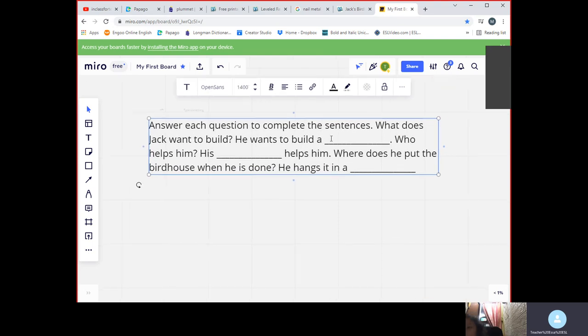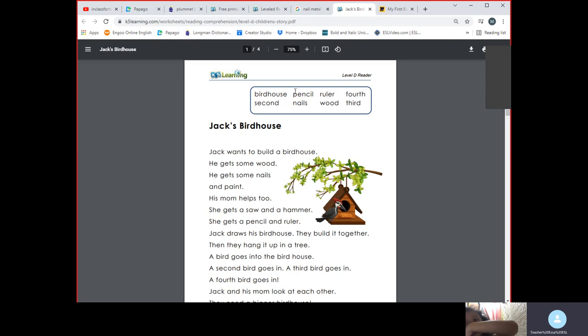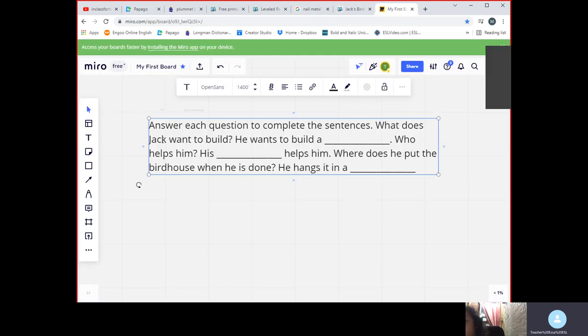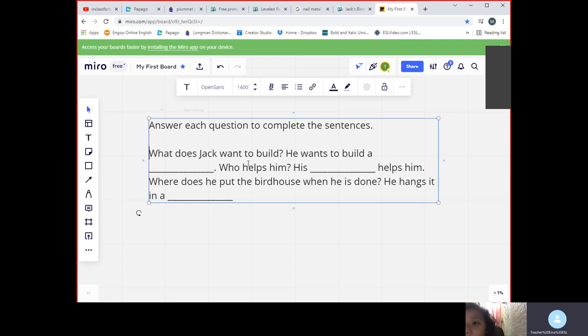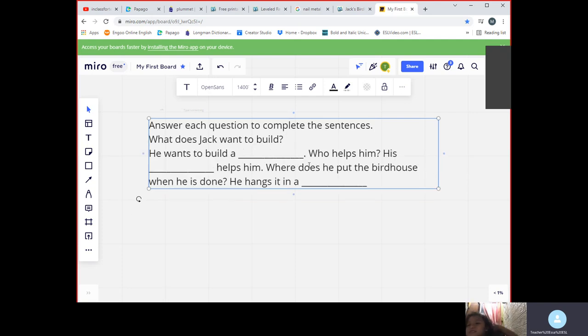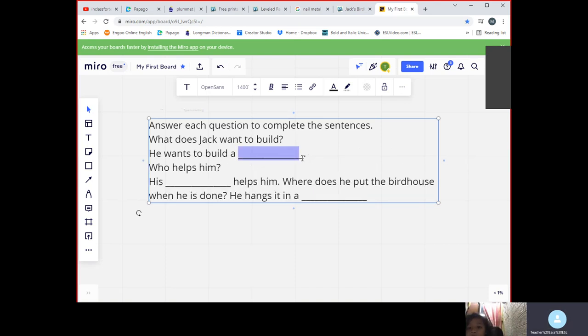Okay. So, Maku, you have to fill in the blanks, okay? And these are your options. Pencil. All right, so let's start. What does Jack want to build? He wants to build a birdhouse. Okay, he wants to build a birdhouse.